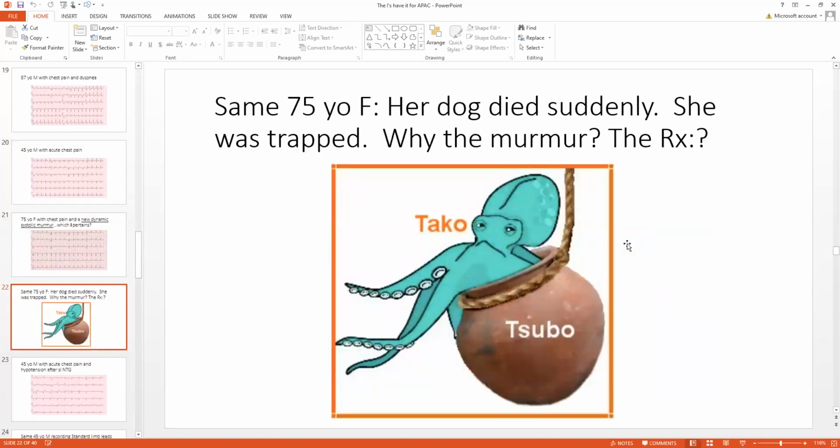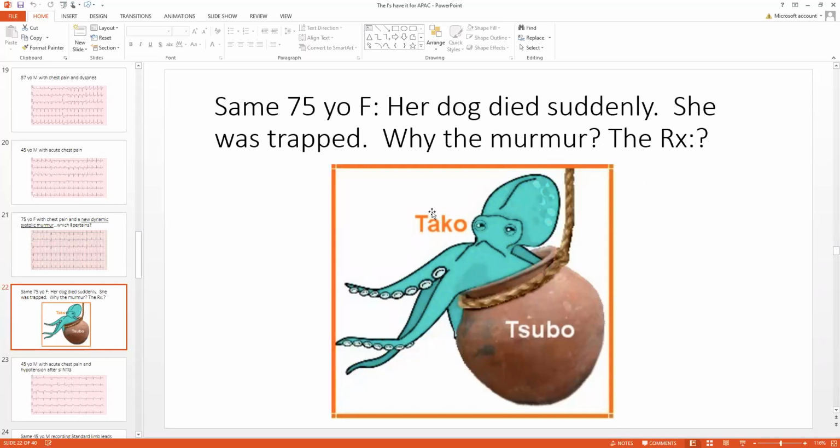So this is the same lady depicted by the Japanese. And it almost always occurs in elderly females because perhaps they're just more prone to vasospasm when they get upset. She felt trapped, just like this octopus in Japanese, in the tsubo, which is an octopus trap. And the Japanese named this takotsubo because this pot is what the left ventricle looks like when it contracts echocardiographically. We'll talk about the murmur in a moment and treatment in a moment.